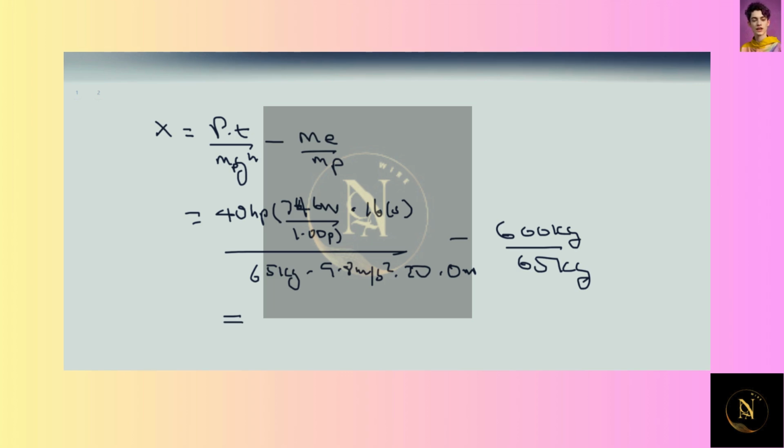So if you simplify this problem, I'm going to use my calculator. I have 40 times 746, and then times 16, and then divide by 65 times 9.8 times 20, and then I have to subtract 600 divided by 65, and this gives me 28.24. So approximately 28 passengers inside the elevator.